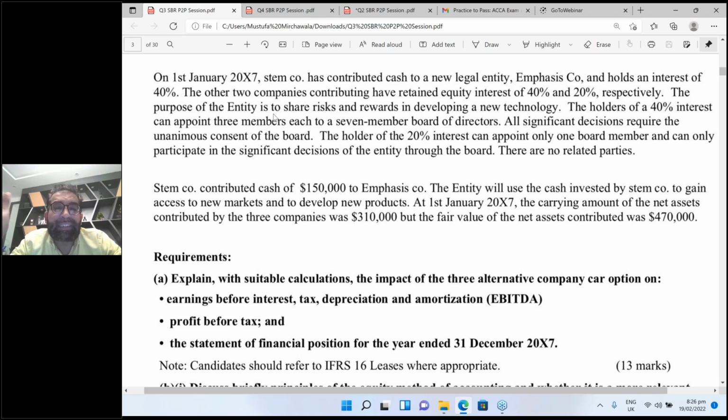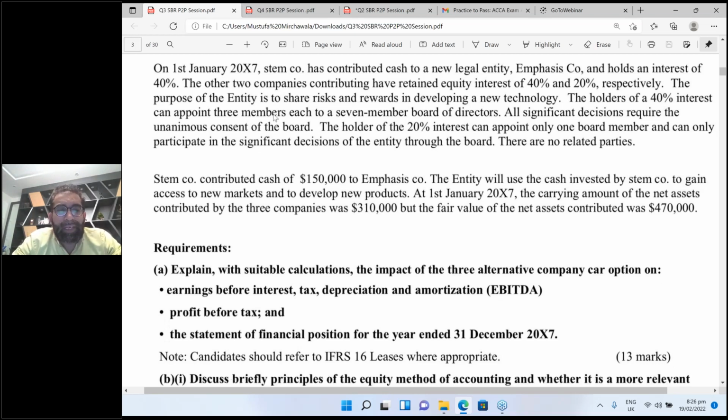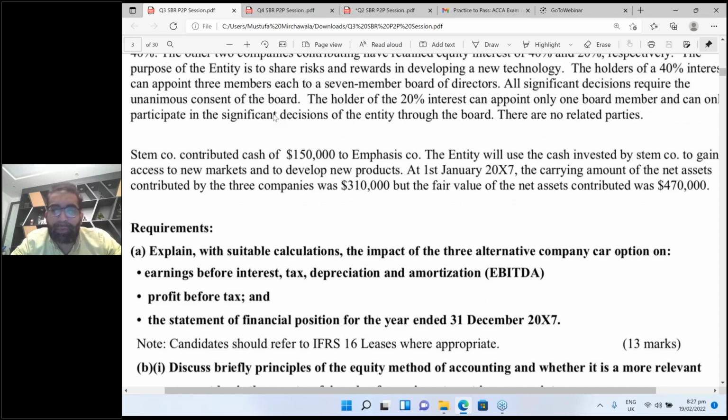Year end, as the statement of financial position is always as at. Now, the second thing is the note: the candidate should refer to IFRS 16 where appropriate. Yes, you need to discuss it openly. The examiner is saying to discuss IFRS 16 accounting. Let's move to the question, please.